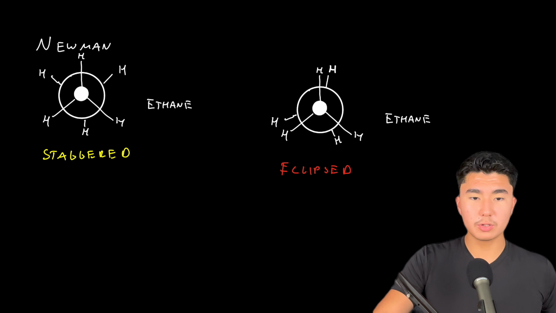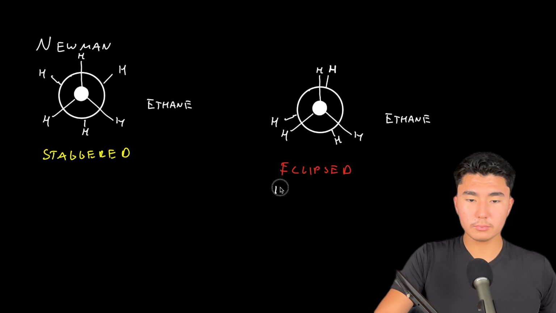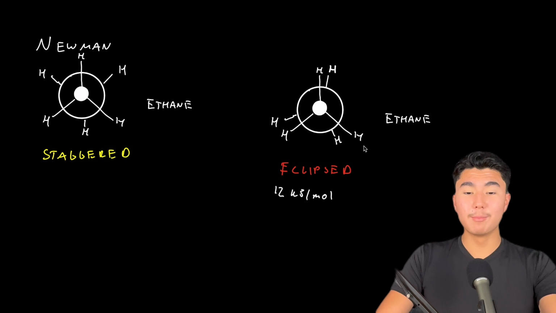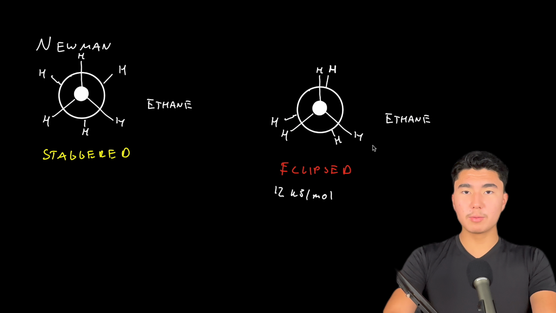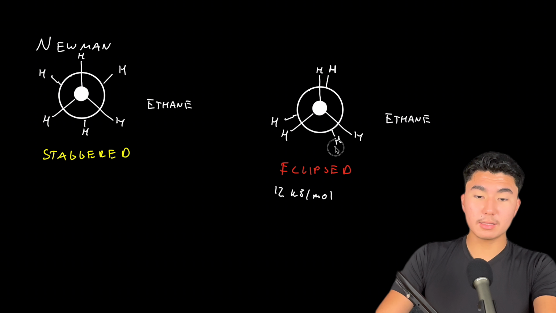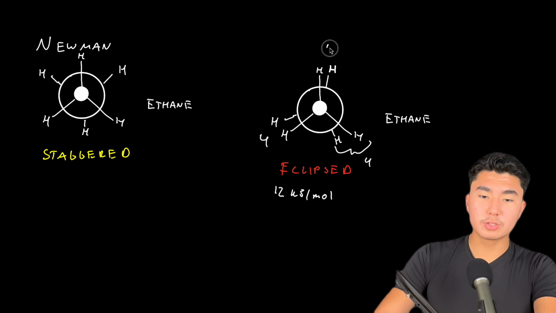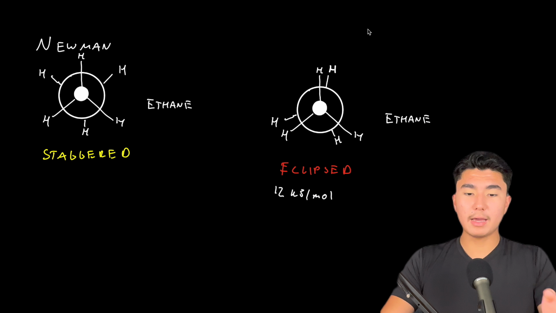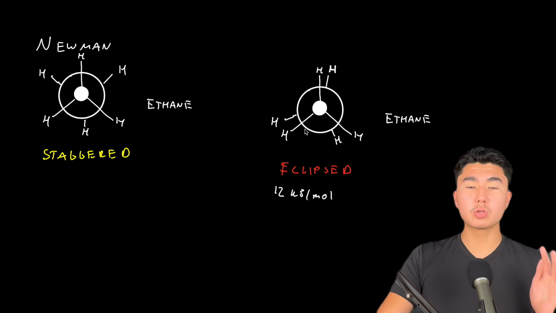And this is going to result in 12 kilojoules per mole of energy. Let me rewrite that. Man, my handwriting is terrible. But this is going to be 12 kilojoules per mole of energy, because for each of these hydrogens, the energy over here is 4. This one is 4. This one is 4. 4 times 3 is going to be 12. And that is what is known as torsional strain.